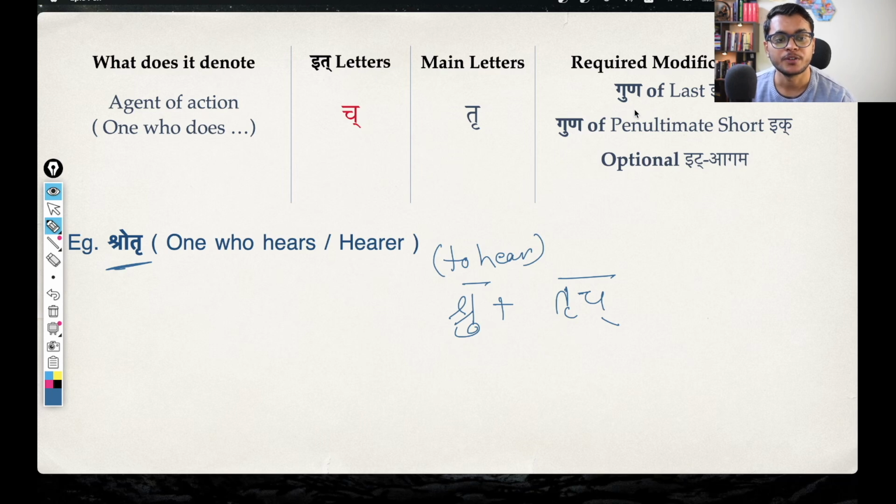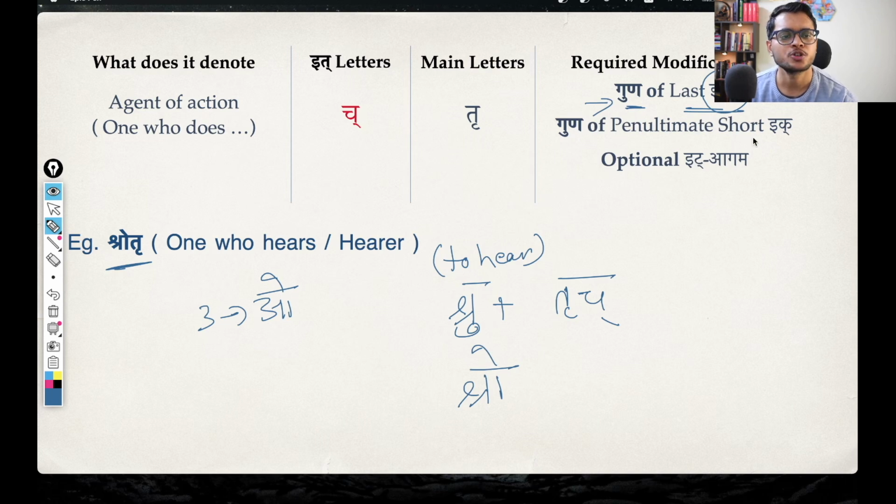Now let us see the modifications. Guna of last ik. The last vowel is u. And we know that the guna of u is o. So this shru will change into shro because the guna of last ik happens. Then guna of penultimate short ik does not happen because the dhatu does not have any penultimate vowel, and this optional it agam also will not happen. So basically the only modification that happened with this shru dhatu is that it became shro. And now this shro will combine with this tri.